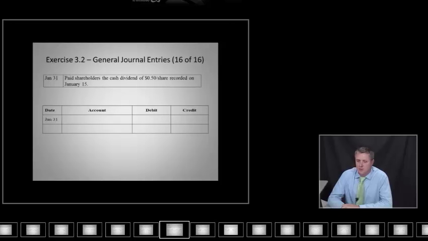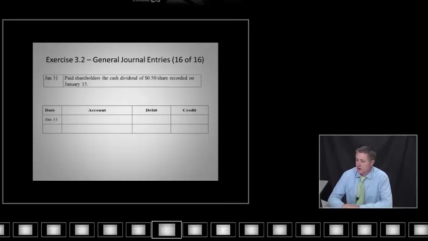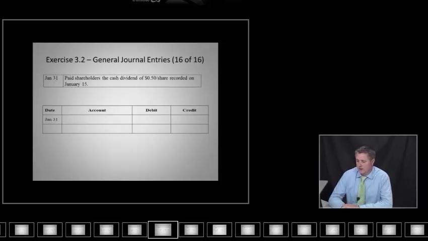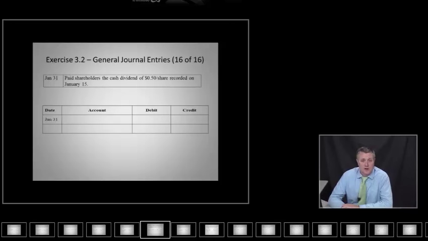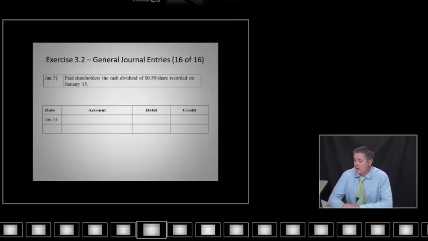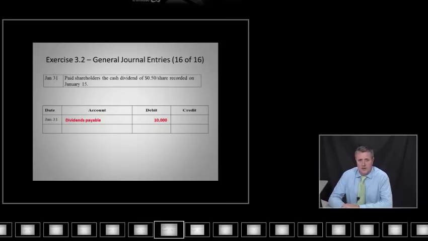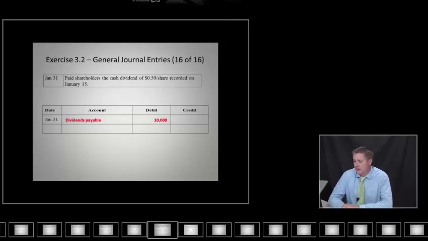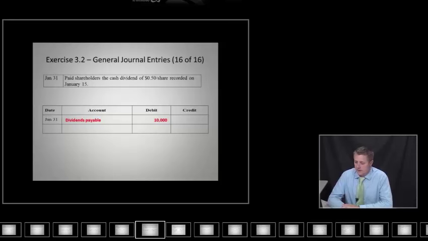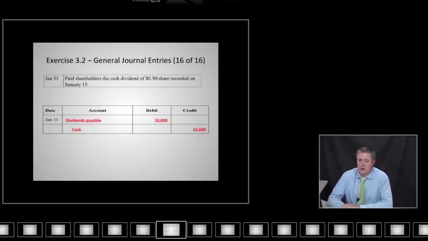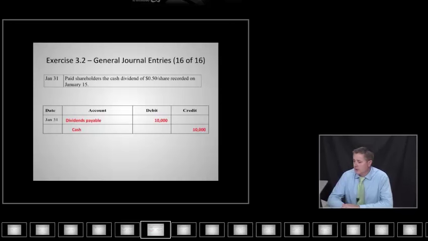And then finally, on January 31st, we also paid shareholders the cash dividend of 50 cents per share recorded on January 15th. And so again, this 50 cents per share times 20,000 shares is going to be an amount of $10,000, but we are going to debit dividends payable because we've already reflected this in the dividends account. So we're going to satisfy this liability, dividends payable, and to do that, we're going to use some of our cash. So again, debit dividends payable and credit cash. So this takes us through exercise 3.2.